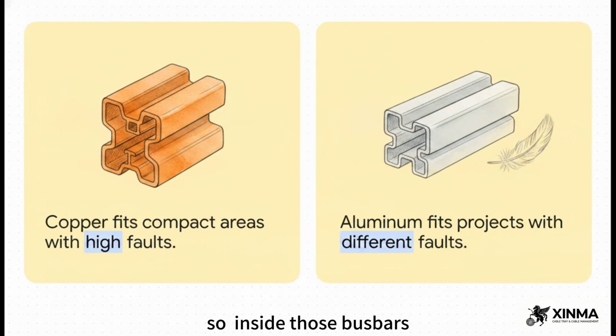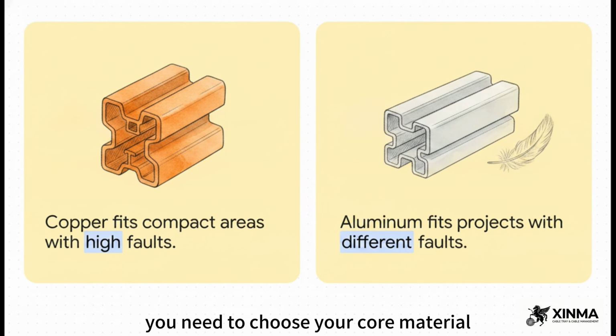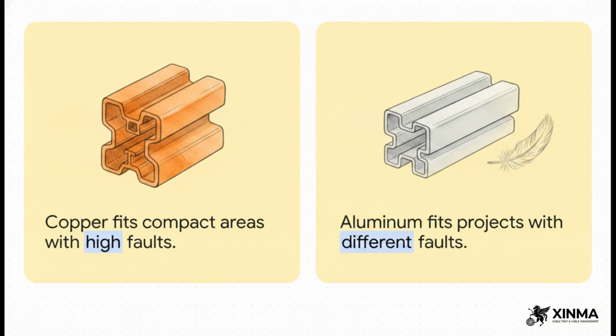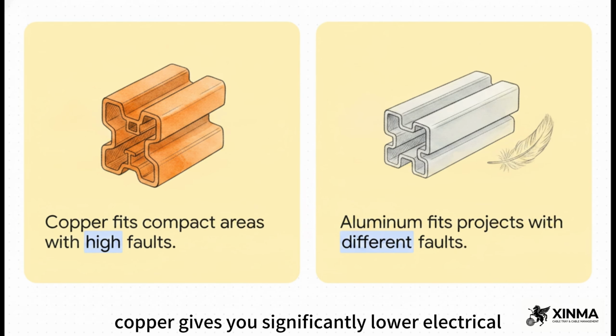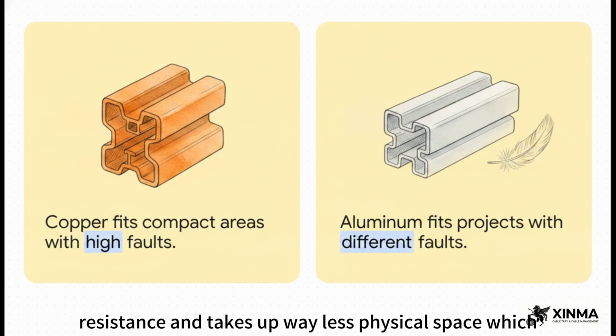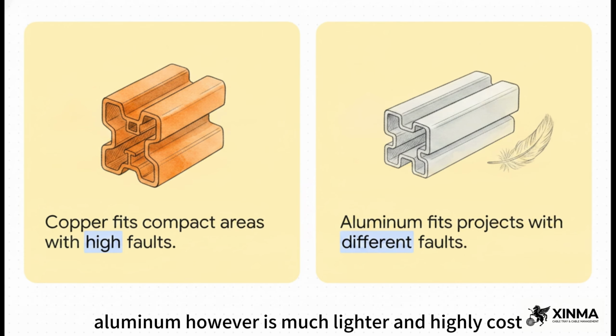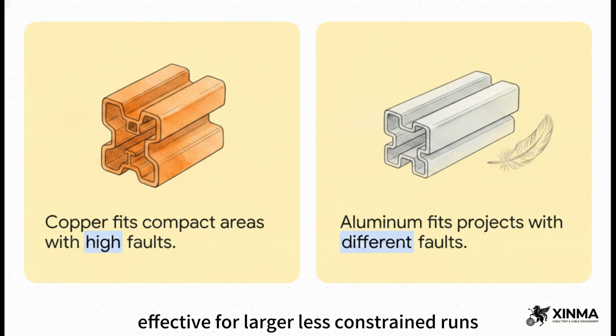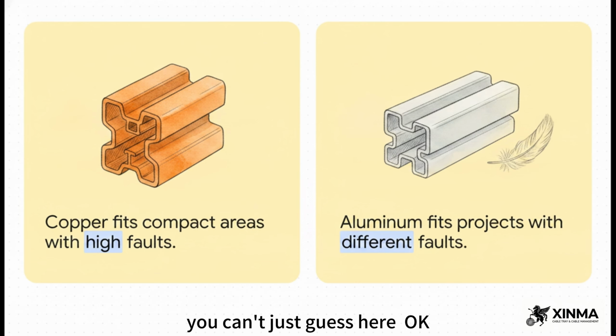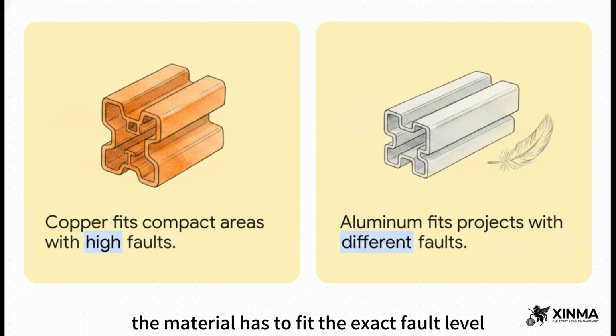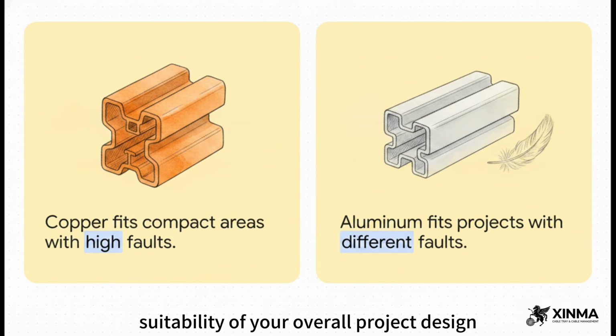So inside those bus bars, you need to choose your core material, and this choice has to perfectly align with your specific project type. Copper gives you significantly lower electrical resistance and takes up way less physical space, which makes it absolutely perfect for compact high-fault areas. Aluminum, however, is much lighter and highly cost-effective for larger, less constrained runs. You can't just guess here, okay? The material has to fit the exact fault level suitability of your overall project design.